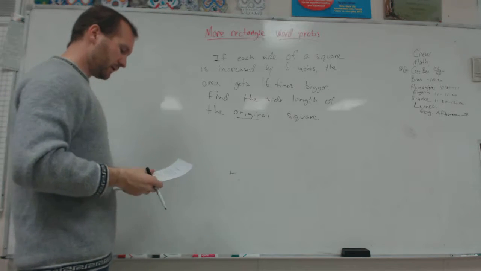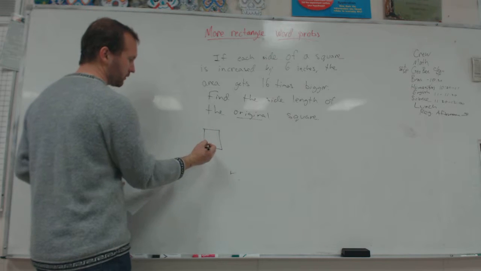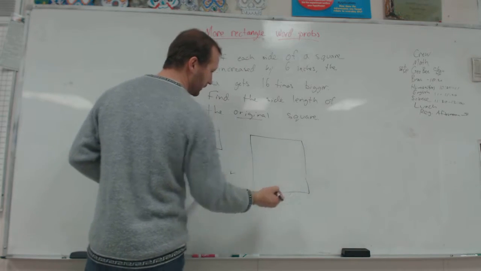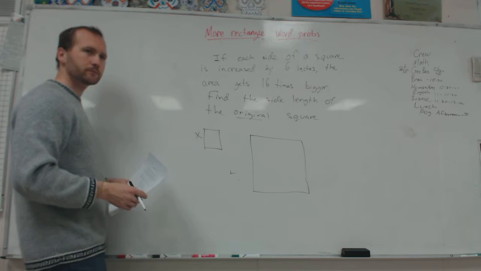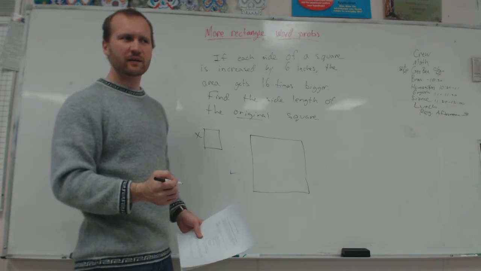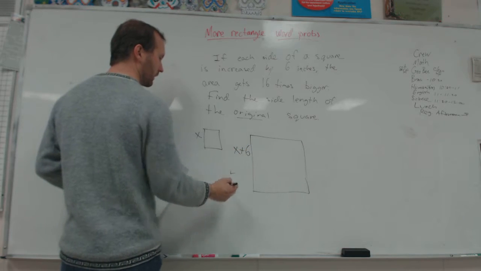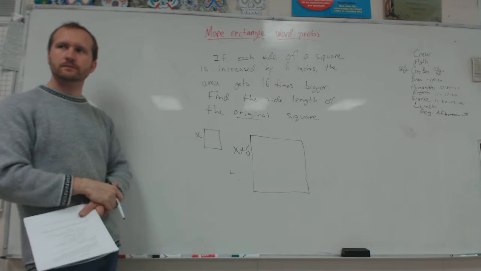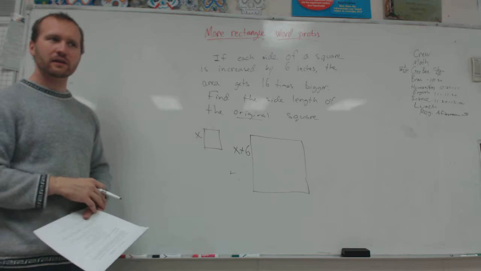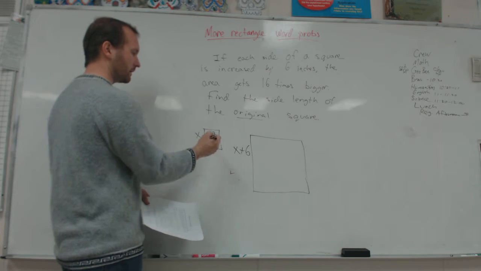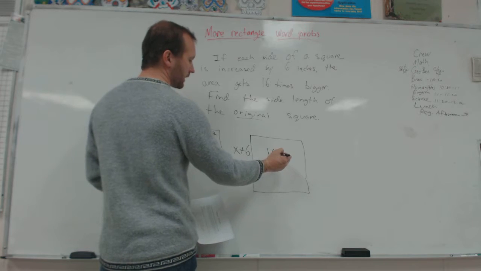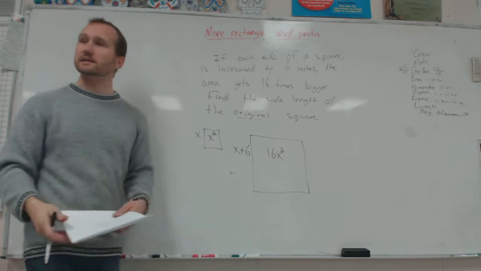So, yeah, we've got a square. We know both sides are x. And then we've got another square. What do we know about the sides of this square? Yeah, so increased by 6 would be x plus 6. What is the area of this square? Is it just A, because A stands for area? x squared. Okay, and then what's the area of this one? x squared times 16 would be 16x squared.